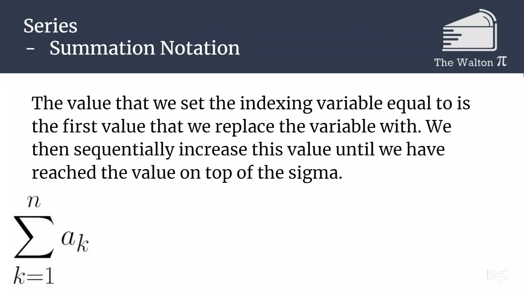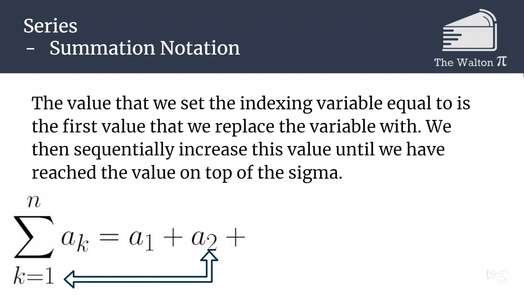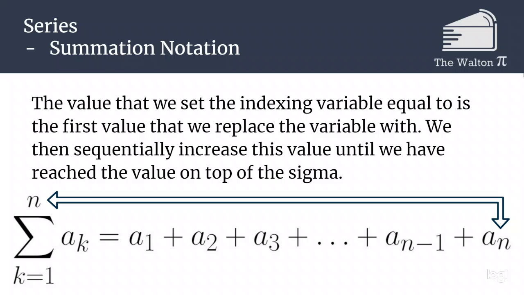And then we are going to continue to increase that value until we have reached the value on top of the sigma. So k equals 1 says that the first thing we add up is the a sub 1. And then we are just going to keep adding up terms until eventually we reach n. So we're going to go a_1 plus a_2 plus a_3 plus a_4 plus a_5 until we've reached the a sub n, that is our stopping value. So the one on the top is where we stop, the one on the bottom is where we start. This is very similar to the integrals that we see, where we have the integral from a to b. You start at a and you stop at b. It's the same thing here with these sums.